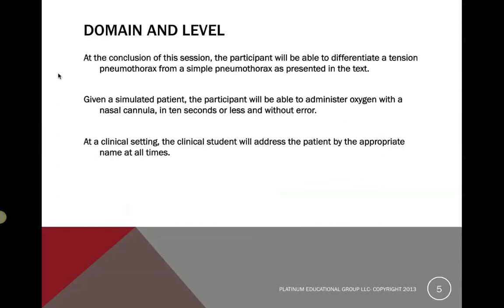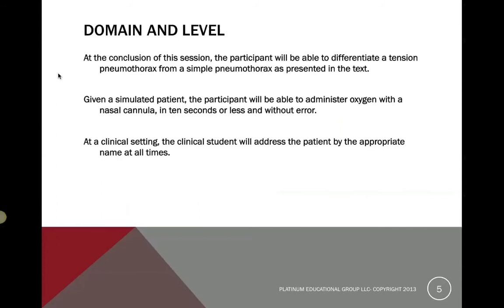Here are three complete objectives that have all four parts of an objective. So it says, at the conclusion of this session, that would answer the question when, so that would be the condition. The participant, that's the audience, that's the who, will be able to differentiate a tension pneumothorax from a simple pneumothorax. That's what they're going to do, so that's the behavior. As presented in the text is the content reference, or also referred to as the degree. It says according to who.